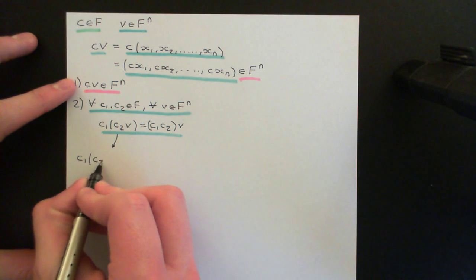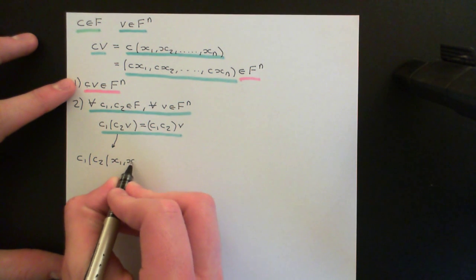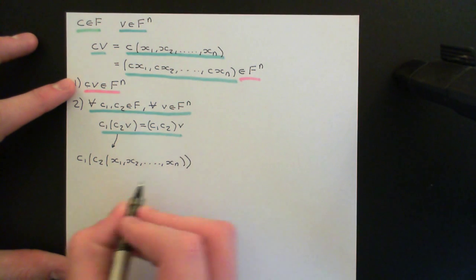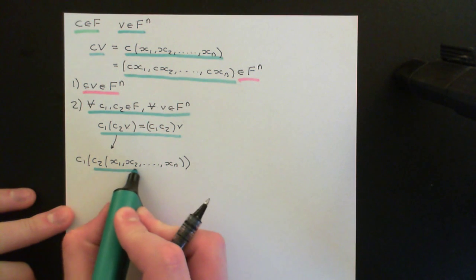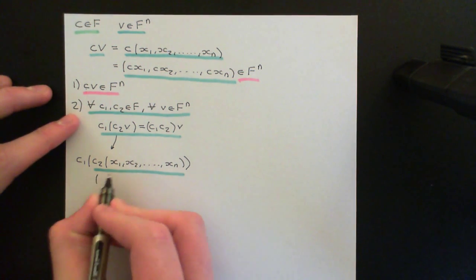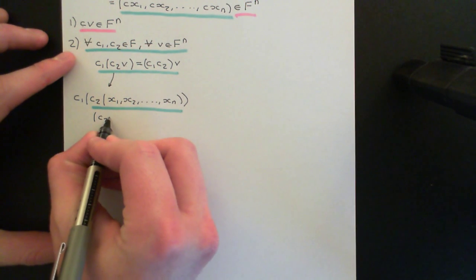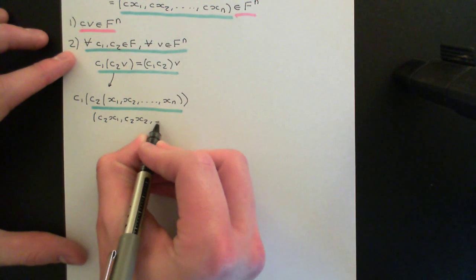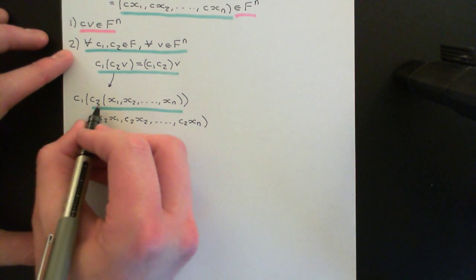So we're doing C1 of C2 times my vector, which I'll call x1, x2, all the way up to xn here. Okay, now if I want to do that, firstly let's do C2 times my vector. When I do C2 times my vector, I'll just multiply all of the components by C2. So I'll do C2 times x1, then C2 times x2, and we'll go all the way up until we get C2 times xn. That's the answer to this inner bit.